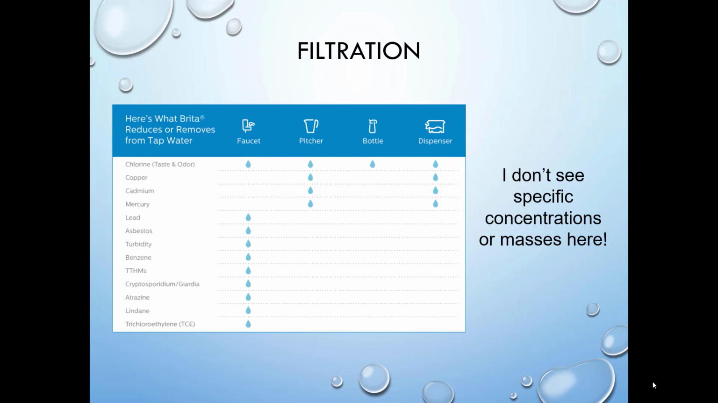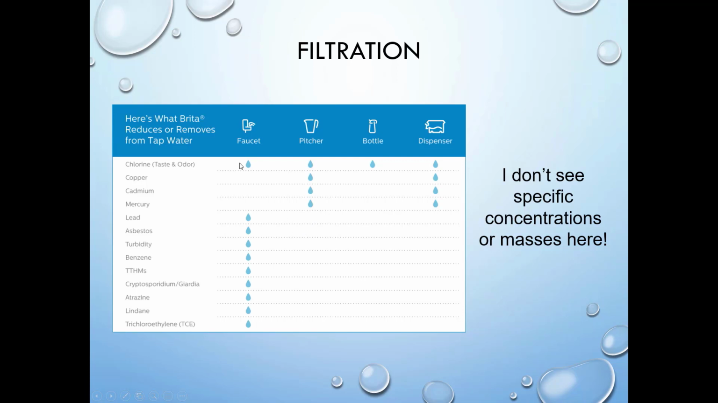One of the most common brands of filters these days tends to be Brita filters, and they actually offer this convenient comparison between what their faucet filter can do, what their pitcher can get rid of, what their dispenser can get rid of, and so on. And so you can see that the faucet one gets rid of a lot of stuff, but it doesn't do too well with mercury, cadmium, or copper, whereas the pitcher does pretty well with copper, cadmium, and mercury, but then it doesn't do too well with lead, asbestos, and so on.